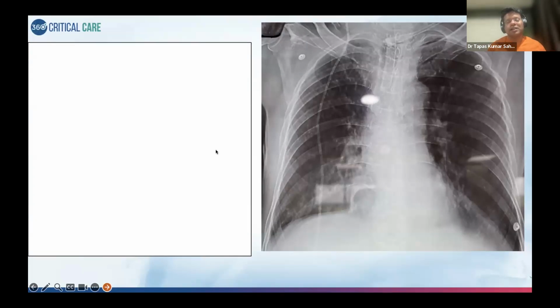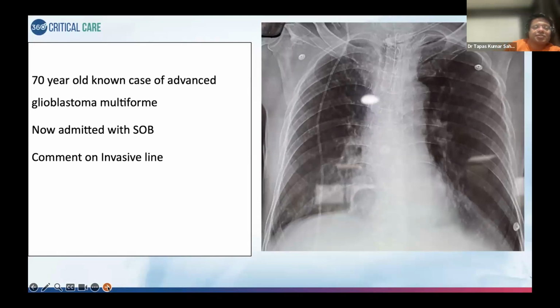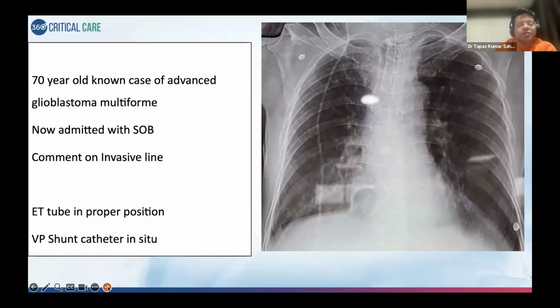Is there any device, any lines you can see? So, a 70-year-old known case of advanced glioblastoma multiforme, now admitted with shortness of breath. Comment on the invasive lines. So, ET tube in proper position, VP shunt catheter in situ. Okay, perfect. So you can see an intubated patient with the VP shunt in place, well placed ET tube. Excellent. Now Jaydeep, you have cracked it.